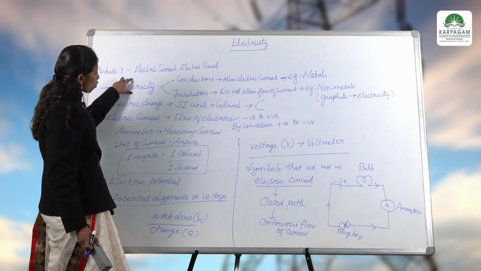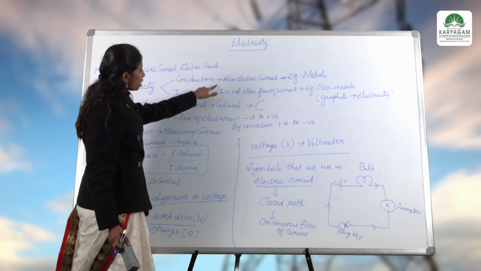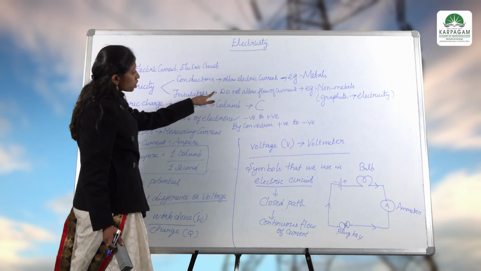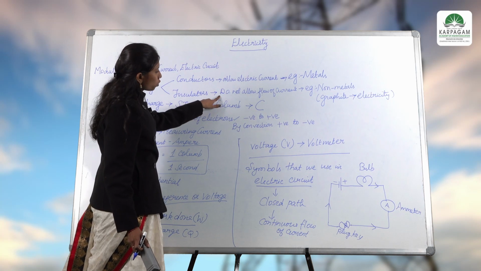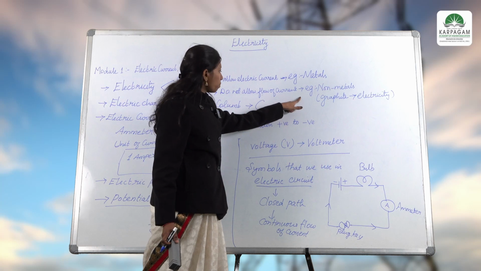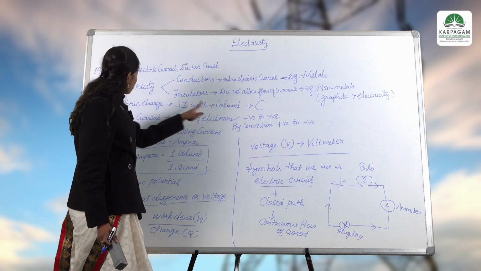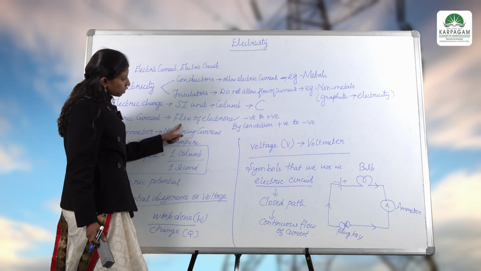Electricity is nothing but the flow of electrons in a conductor, and a conductor is that which allows electric current, and insulators are things which do not allow electric current to flow through them. For conductors we go for metals, and for insulators we go for non-metals. And the next thing is electric charge. Electric charge unit is coulomb, and electric current is nothing but the flow of electrons in the circuit.